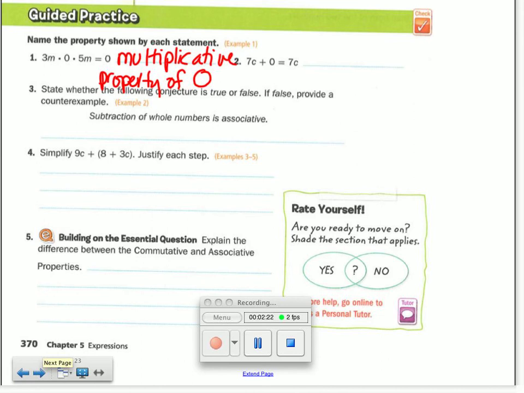The next one, number 2, it says 7c plus 0 gives you, again, 7c. What property is that one? The additive identity of 0? Yep, the additive identity. So with identity, you want to get back what you started with. So if we started with 7c, we're ending with 7c, and it's the additive one because you're adding the numbers.